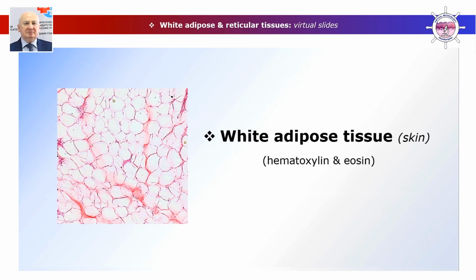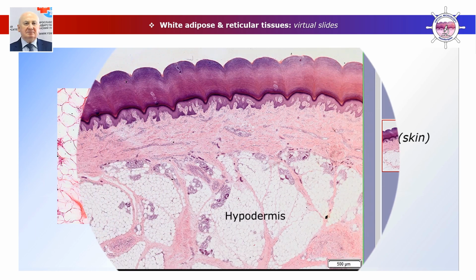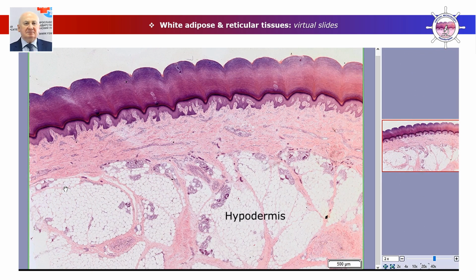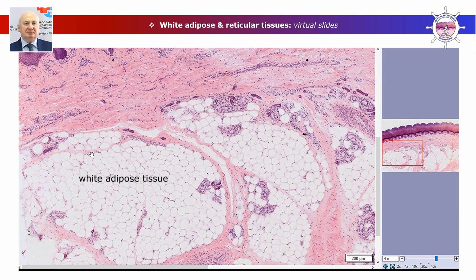White adipose tissue of skin hypodermis. The main component of the hypodermis is white adipose tissue organized into lobules. The lobules are separated by septa of loose connective tissue conducting blood vessels and nerves.